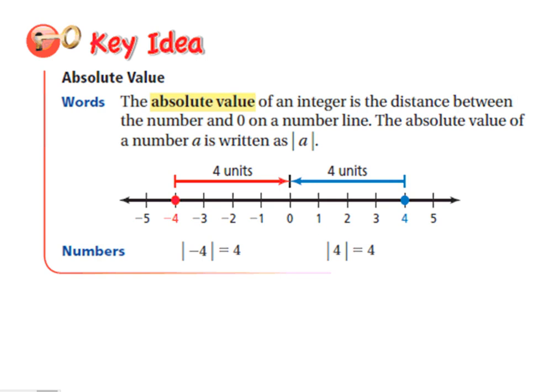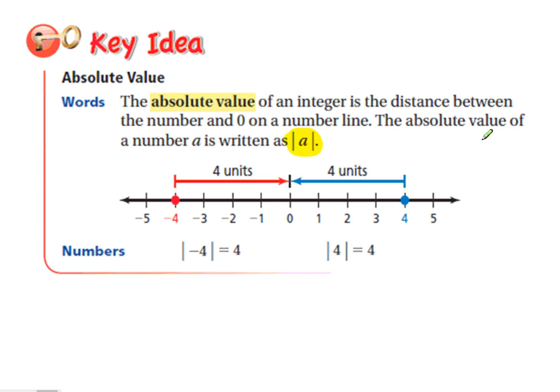Our key idea is absolute value. An absolute value of an integer is the distance between the number and 0 on a number line. The absolute value of a number A is written as the absolute value of A, shown with the bars here. I'm going to highlight this for you. Notice how absolute value has the bars around the value of the number.